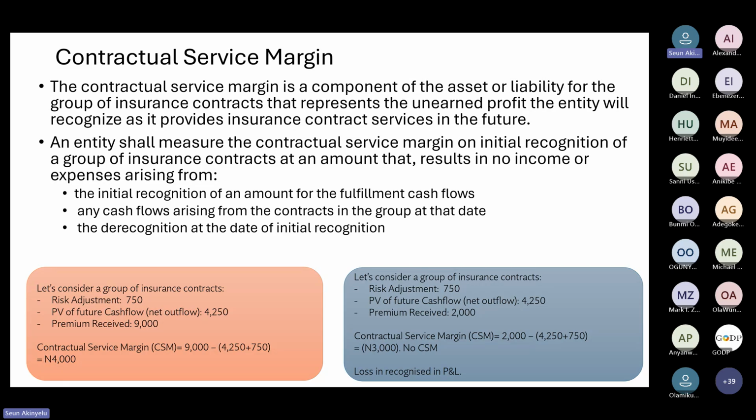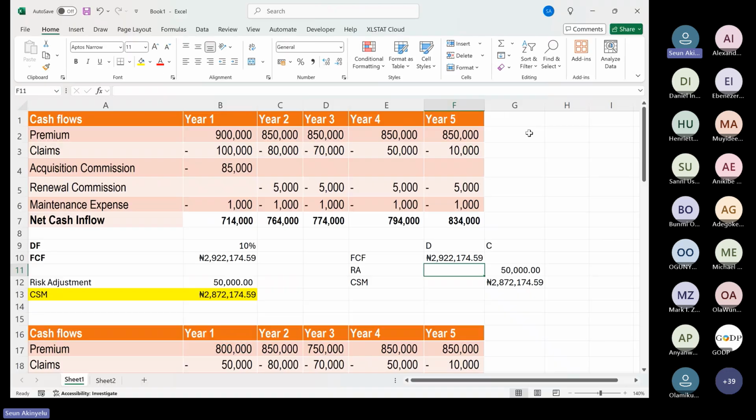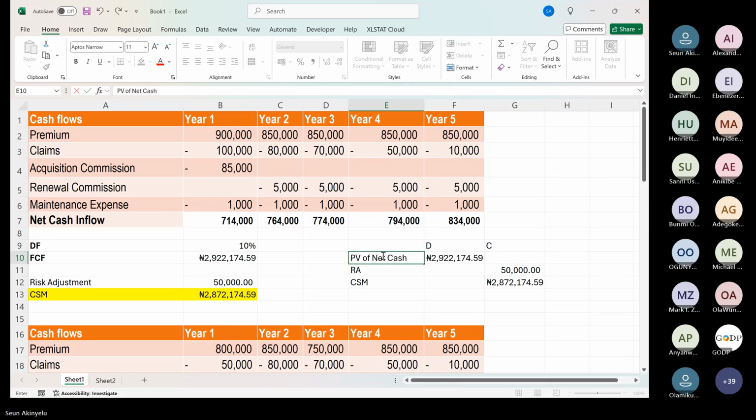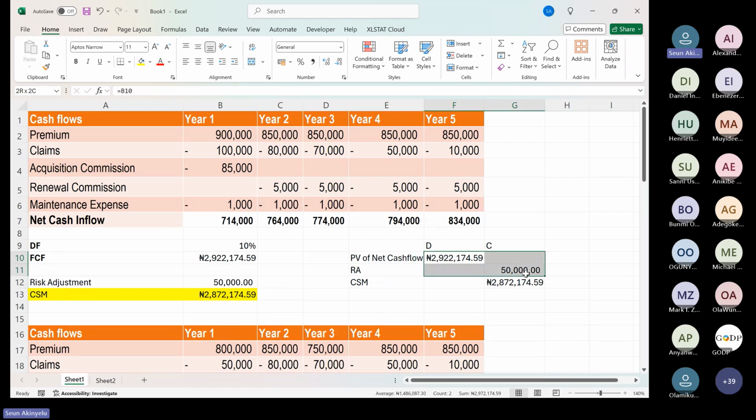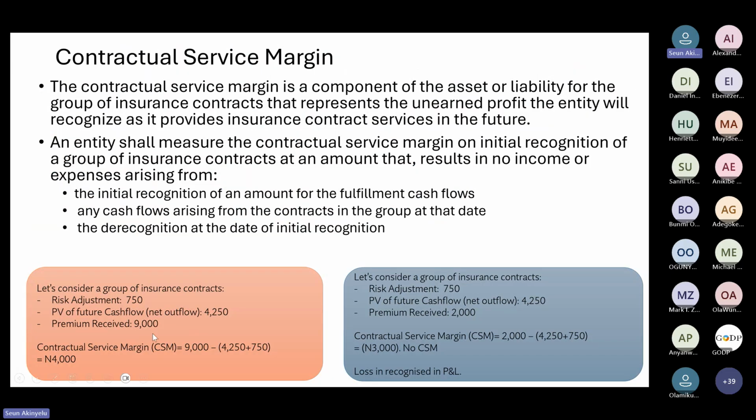So if I add the two together, I'm going to have 4,000, which is the fulfillment cash flow. Remember, the fulfillment cash flow takes into cognizance the risk adjustment. This one is just the PV of net cash flows. The fulfillment cash flow is the sum of these two, which is PV of cash flow and risk adjustment. And that is the same thing as the CSM at initial recognition.